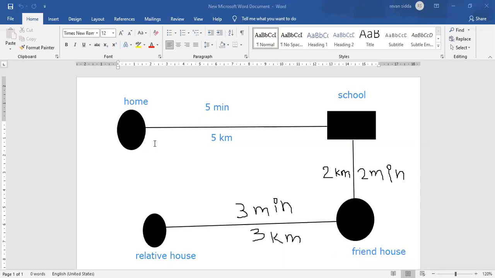So here you can see you have 5 kilometers of distance from house to school, from school to friend's house 2 kilometers, and from friend's house to your relative's house 3 kilometers. Time is also changing: 5 minutes, 2 minutes, and 3 minutes. So average speed is nothing but total distance by total time.